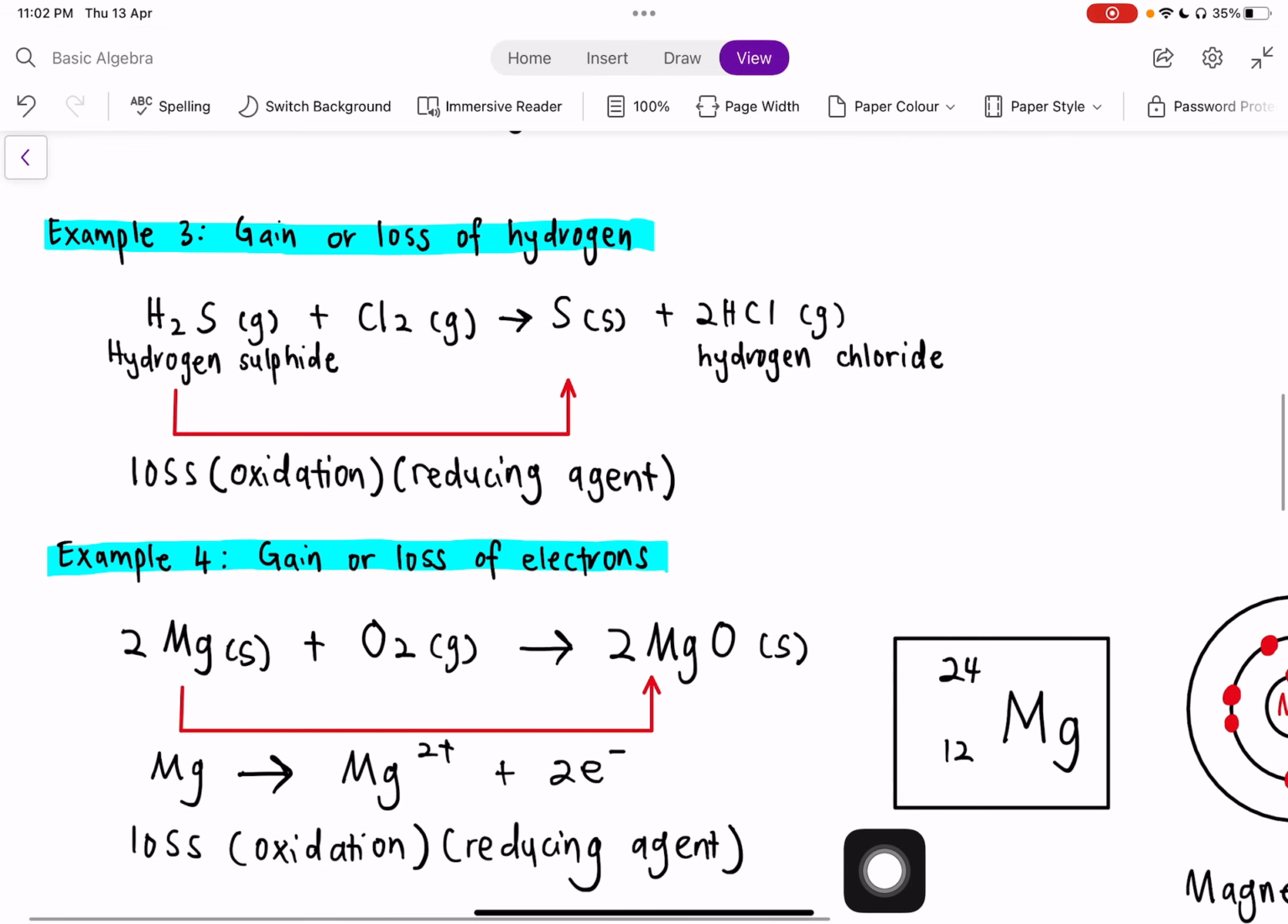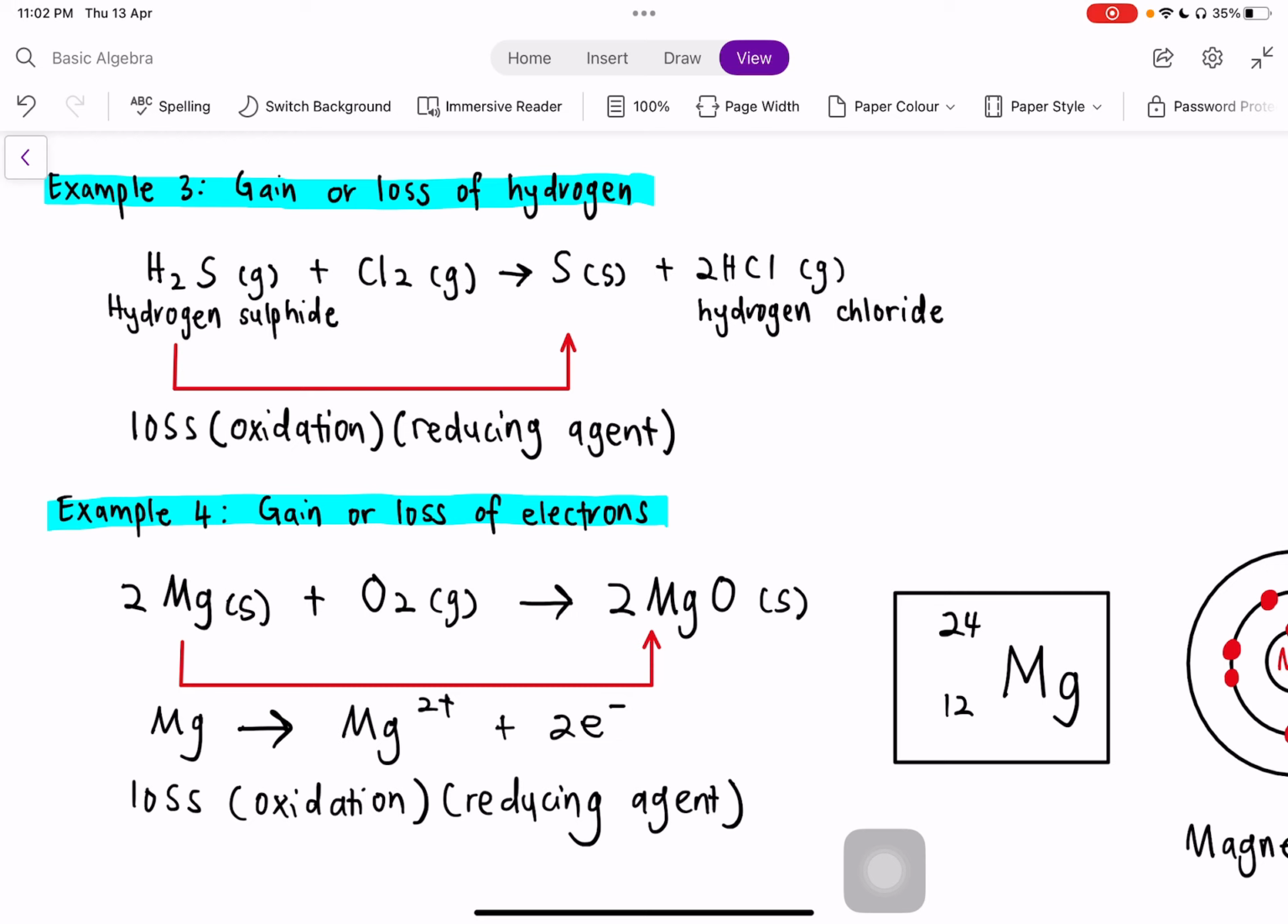Okay, example 3. Gain or loss of hydrogen. Hydrogen sulfide combined with chlorine gas will give you sulfur and hydrogen chloride. Okay, here, loss of hydrogen. It undergoes oxidation and acts as reducing agent.